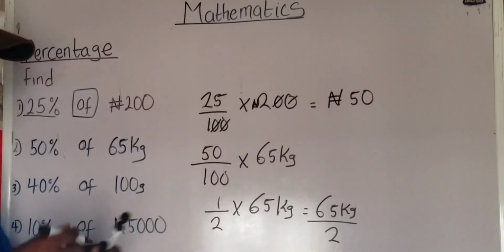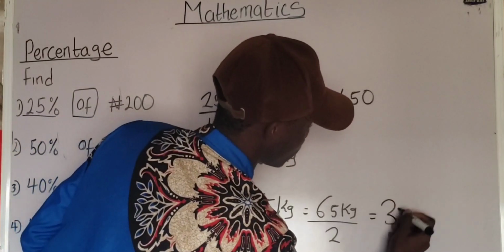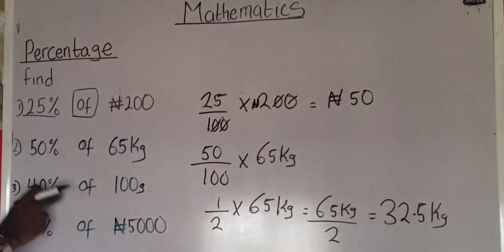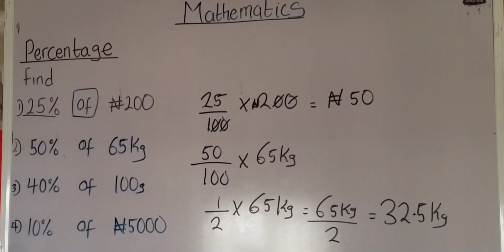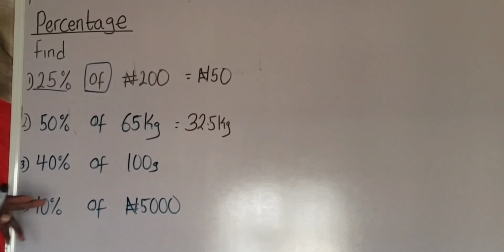Now, 65 kilogram divided by 2, what's the answer? That is 32.5 kilograms. So for this, we are going to have 32.5 kilogram, that is 50% of 65 kilogram. Do you understand? Now, I want you to pause this video and attempt this question by yourself. Then when you are done, play the video to check if your answer is correct. Okay? Now, let's solve the third question.